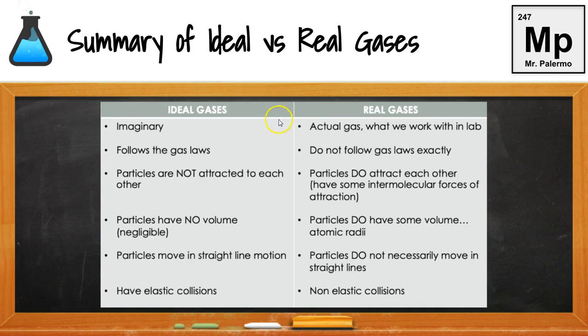So here's a summary of the ideal gas conditions versus the real gases. Again, PLIGHT, pressure low, high temperature, tells us how we get these real gases to behave most like an ideal gas.